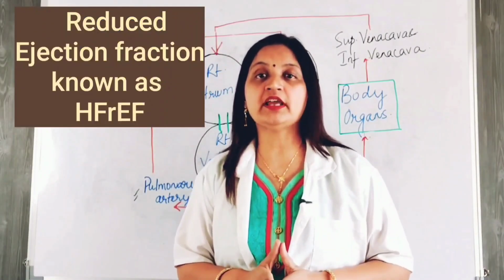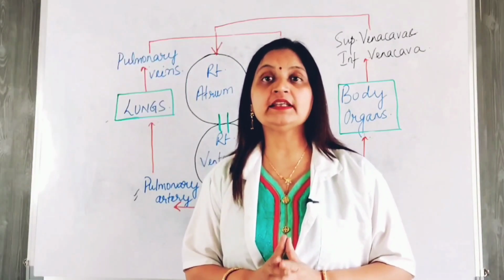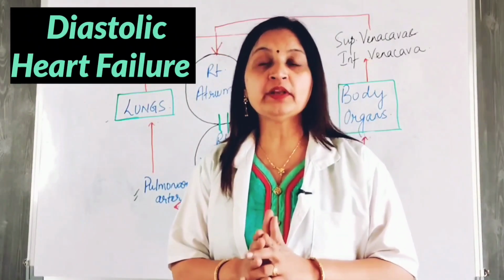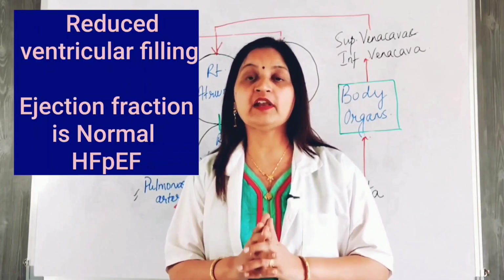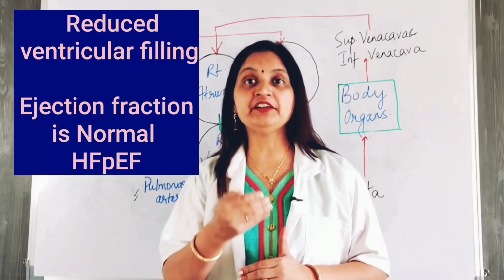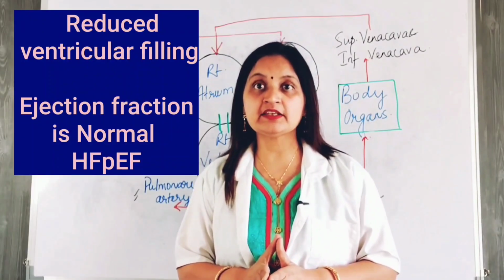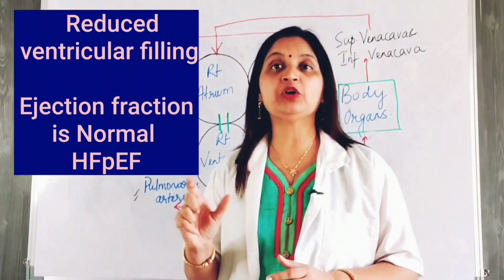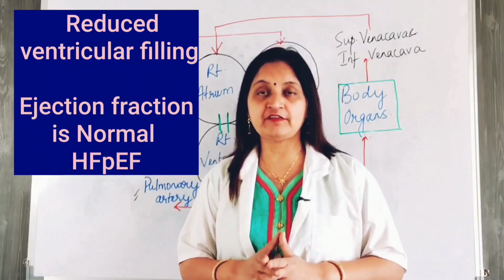So ejection fraction is reduced in systolic heart failure, whereas in diastolic heart failure there is impaired relaxation of the ventricle. And as we know, during the relaxation phase, or the diastolic phase, there is ventricular filling. So because of increased filling pressure, the ventricular filling is reduced, and this can lead to diastolic heart failure, the ejection fraction being normal. So this is also known as heart failure with preserved ejection fraction.